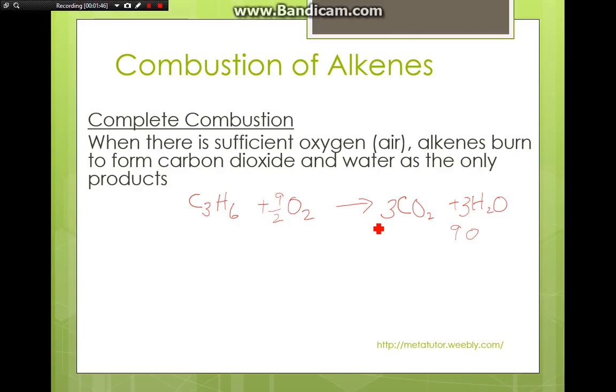If you're uncomfortable about leaving them in fractions, once you get this 9 over 2, you multiply the equation throughout by 2. So this becomes 9, 2, 6, 6. So this is for complete combustion.